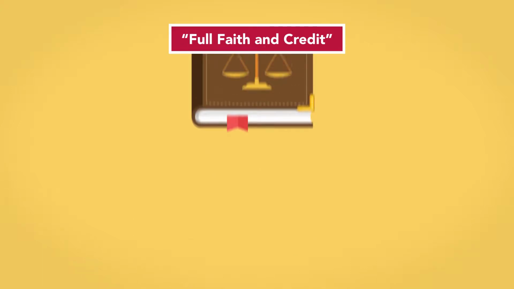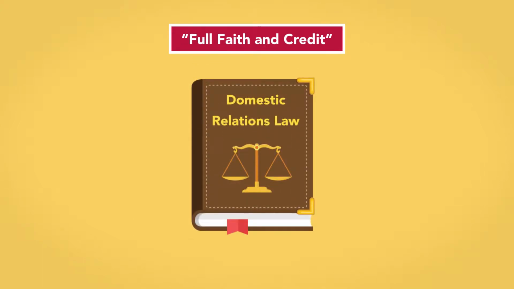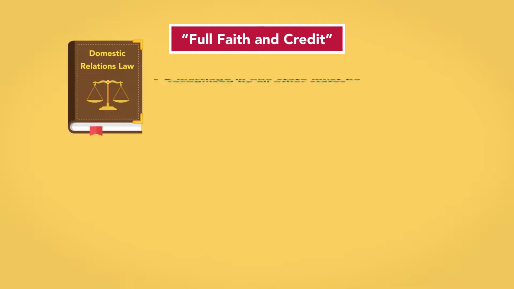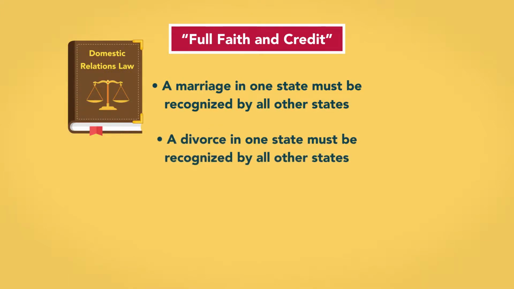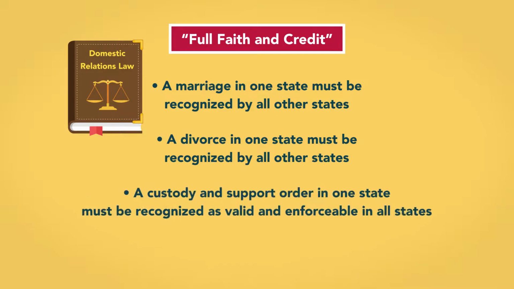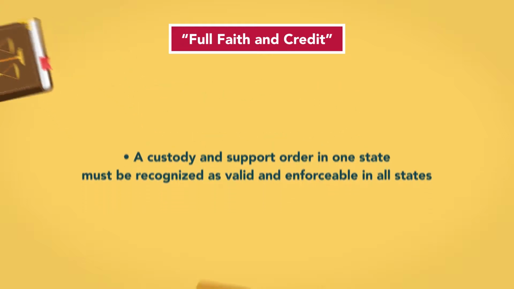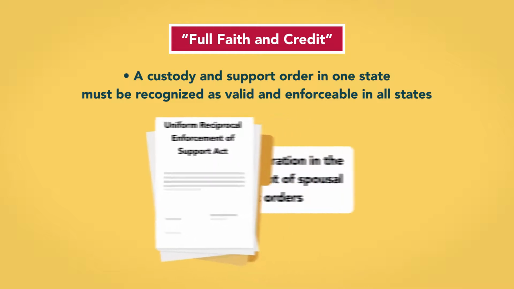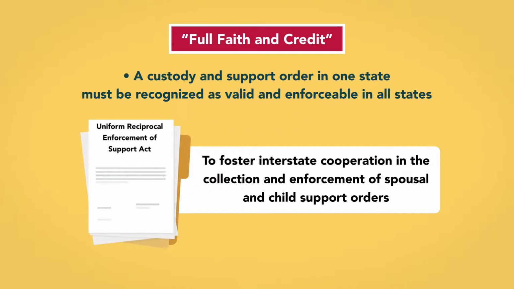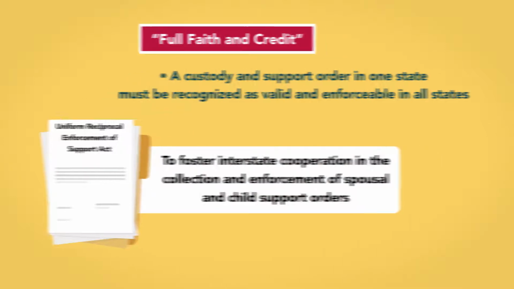The full faith and credit principle applies to domestic relations law in many ways, including that a marriage in one state must be recognized by all other states, a divorce in one state must be recognized by all other states, a custody and support order in one state must be recognized as valid and enforceable in all states. States have enacted the Uniform Reciprocal Enforcement of Support Act to foster interstate cooperation in the collection and enforcement of spousal and child support orders.